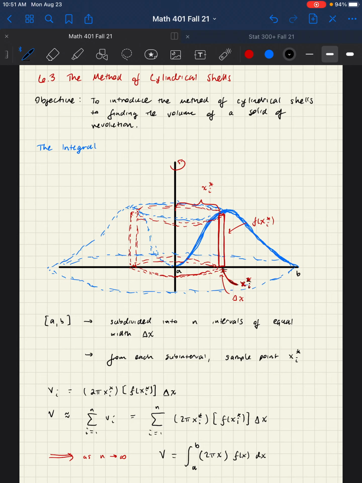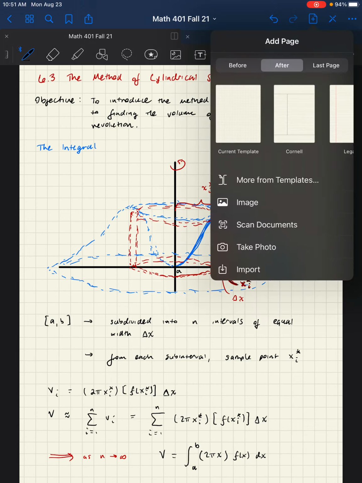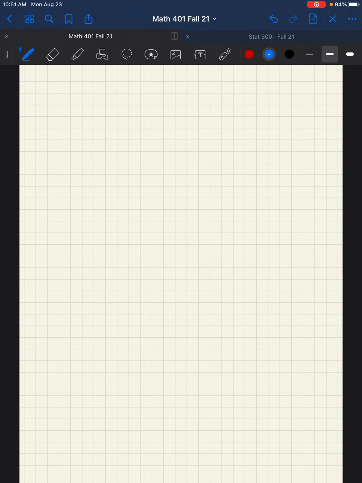Okay, so not too bad. This is different from the formula that we obtained using the slicing method, and this reflects the fact that our infinitesimal piece here is the cylindrical shell. Let's see a basic example to see how this shell method is used.